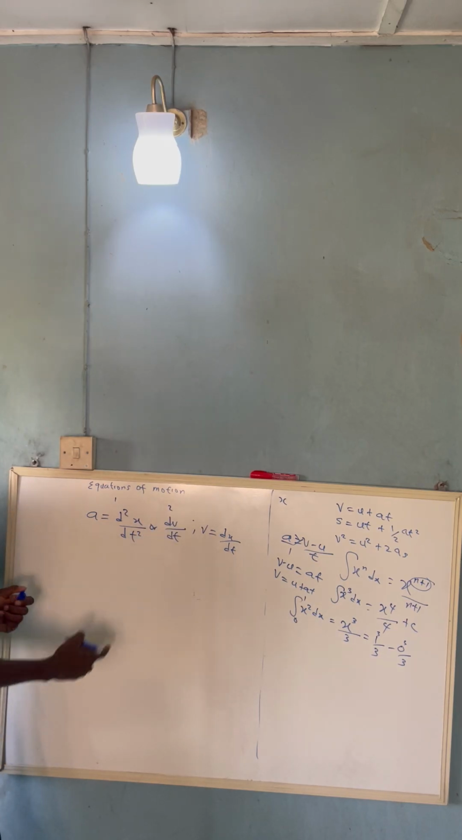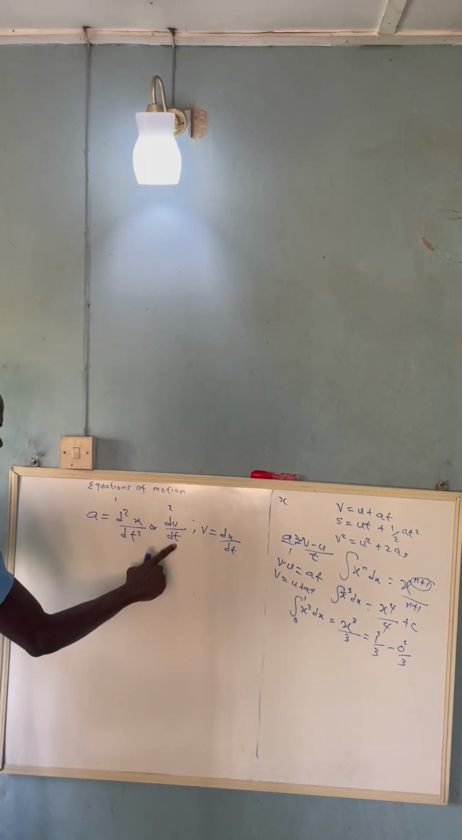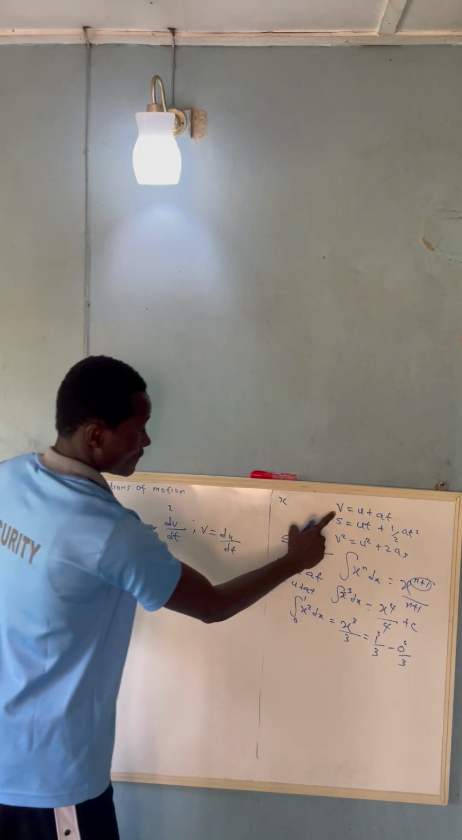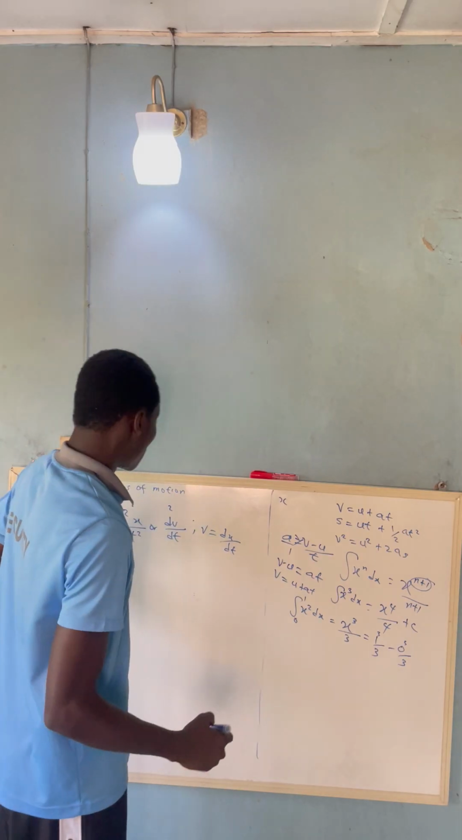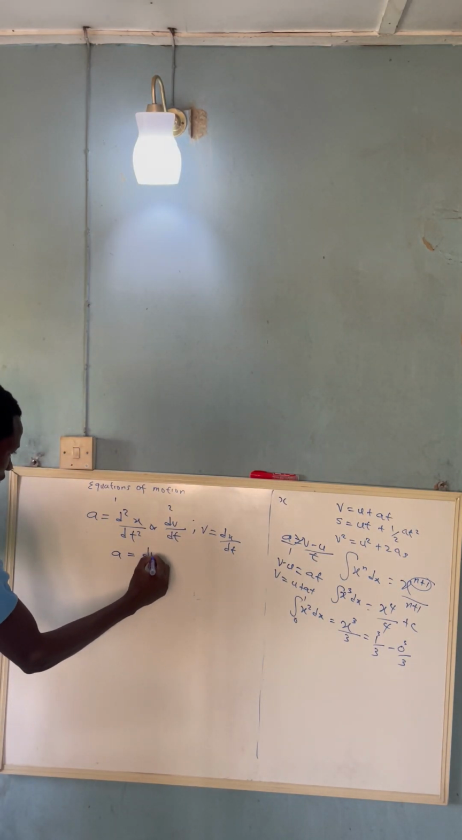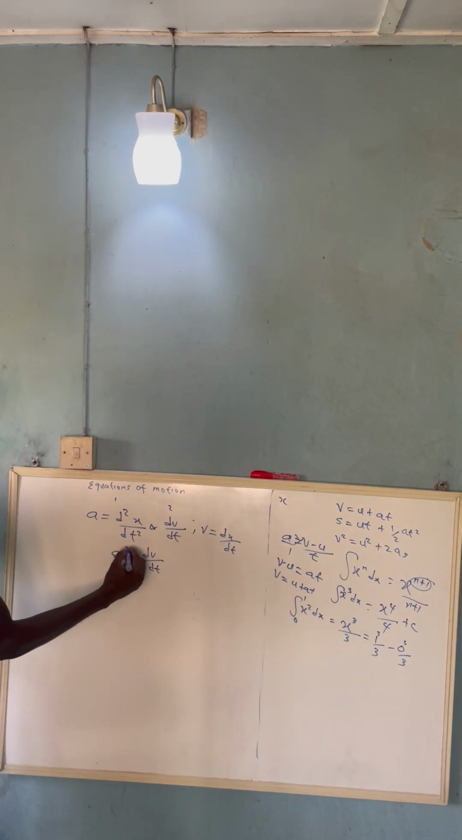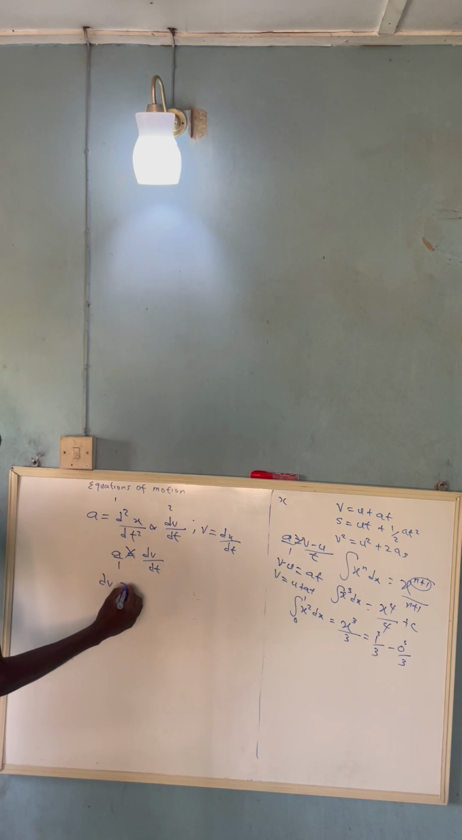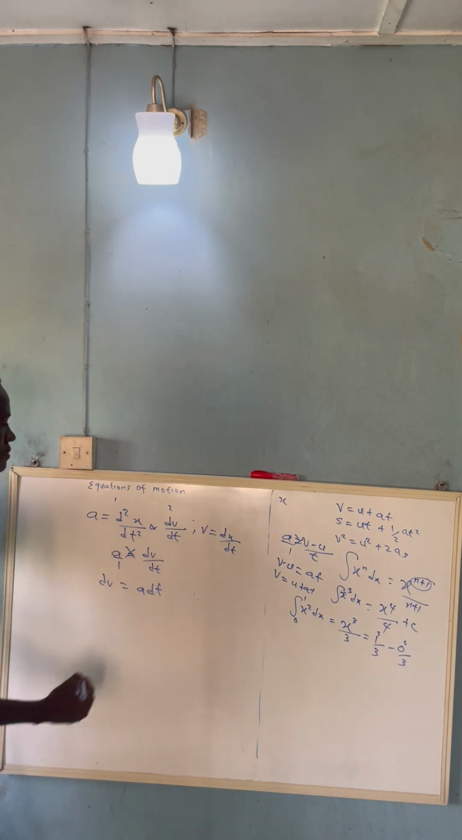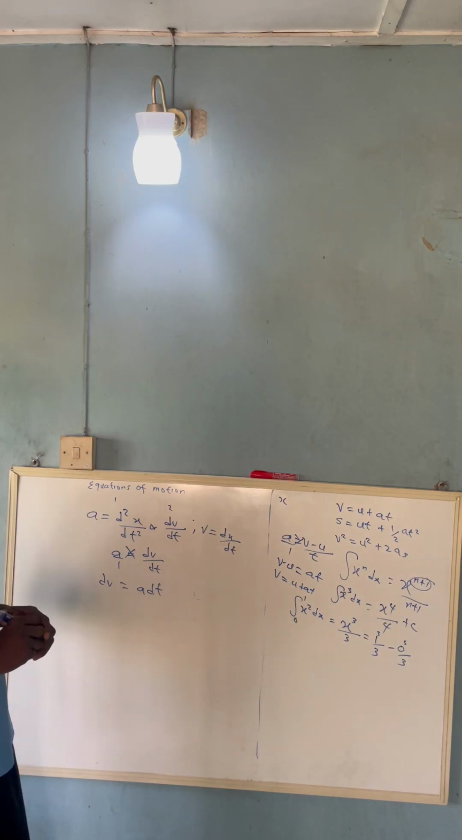We are going to be using the second one. Here we have velocity, we have time, we have acceleration. So in that case now we can see acceleration, which is the first derivative of velocity, dv over dt. We are going to cross multiply from here. We are going to have dv equal to a dt.